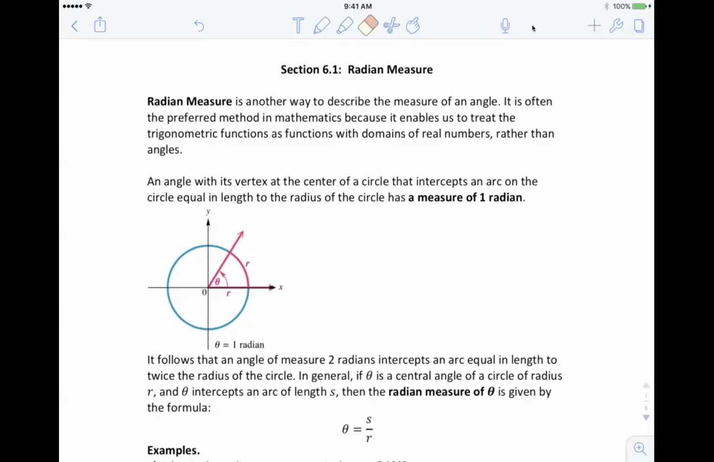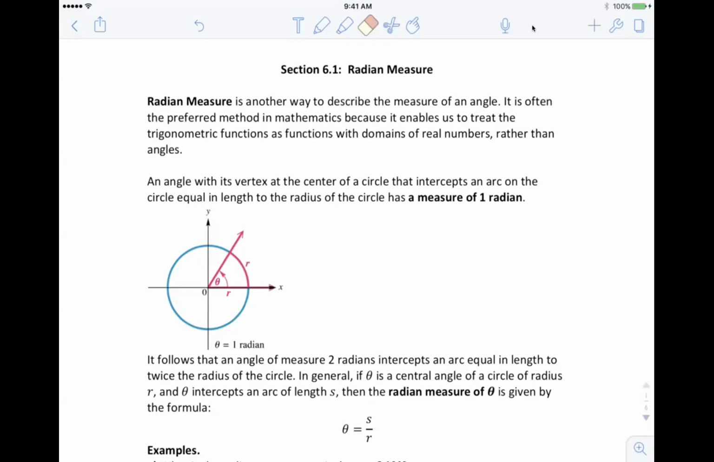Hey everyone, it's time for some chapter 6. We're going to jump right into 6.1 on radian measure. When you think of radian measure, it's just another way to describe the measure of an angle, and it has some uses in real world applications, especially if your input is like time and that sort of thing. It's a great way to tackle those types of problems. So we're going to do it.